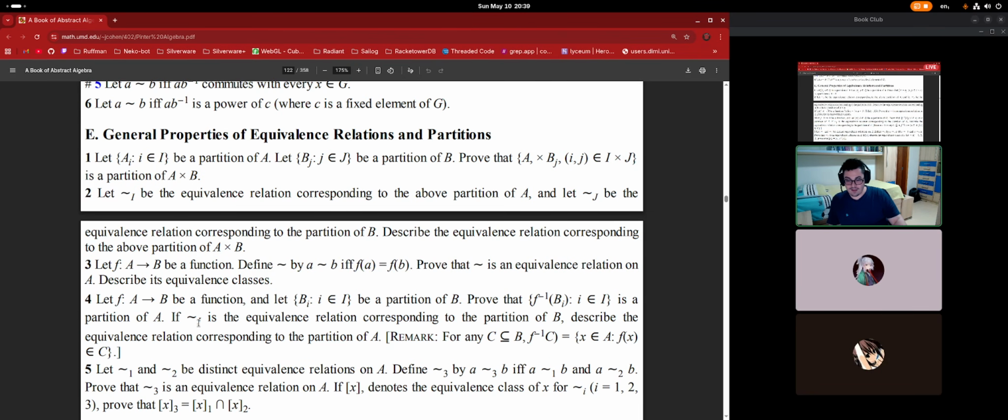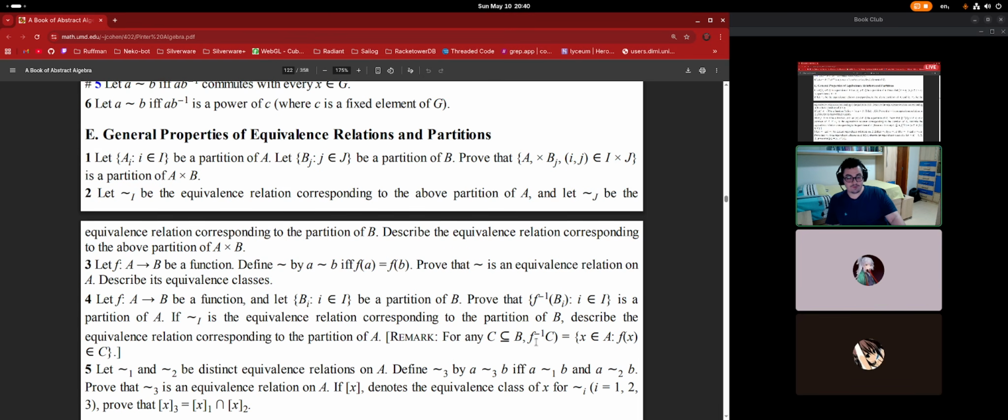If E is the equivalence relation corresponding to the partition of B, describe the equivalence relation corresponding to the partition of A. Remark: for any C containing B, so it's a subset of B, the inverse, there's a typo here, right? Because there's a parenthesis here. It's missing an open parenthesis, yes.